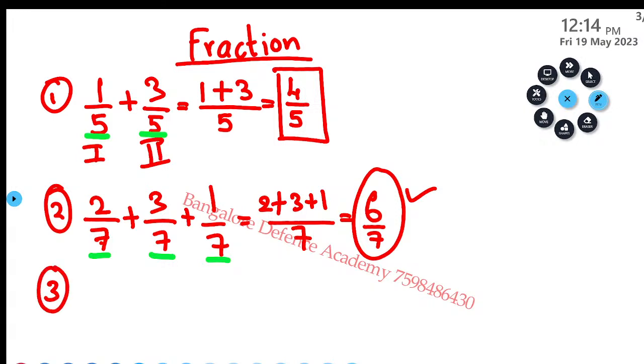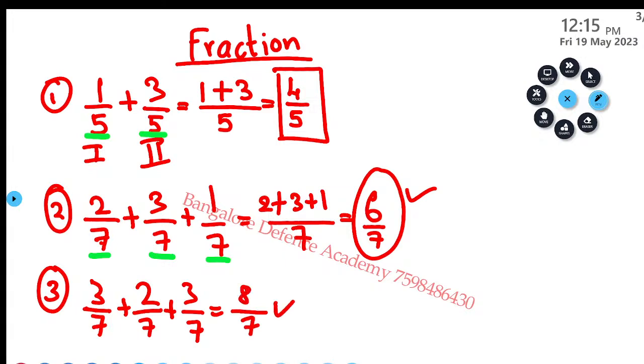Next, let me give you one more example. Question number 3. Suppose I say 3 by 7 plus 2 by 7 plus again 3 by 7. So what happens here? The denominator is the same. So what I am going to do, I will write it as 7. So the answer is 8 by 7. Okay, so this was an easy question where the denominator is the same and you are adding the fractions.